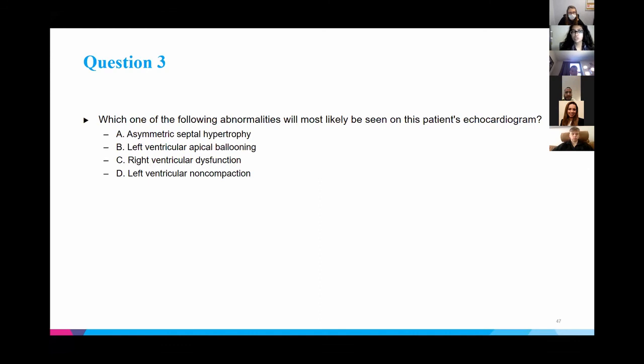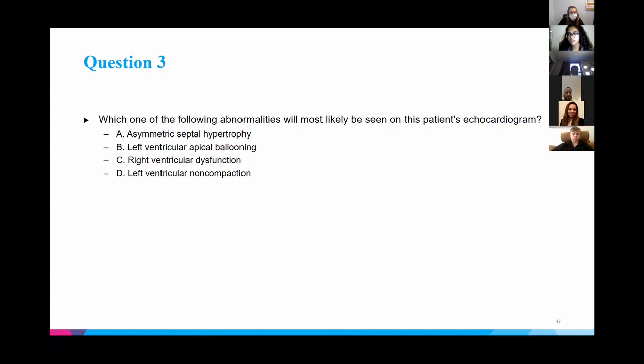And so, which of the following abnormalities will most likely be seen on the patient's echo? Asymmetric septal hypertrophy, left ventricular apical ballooning, right ventricular dysfunction, or LV non-compaction. So let's go over first what A, B, C, and D actually mean.